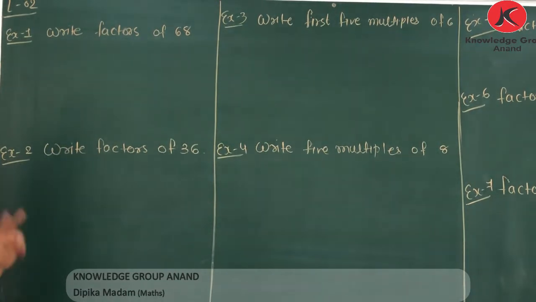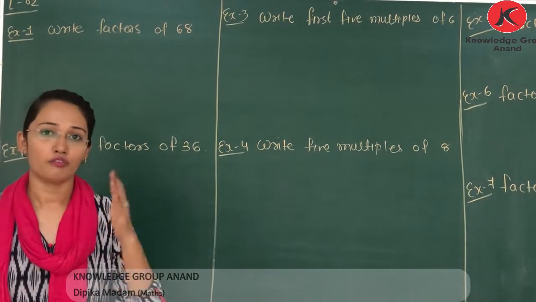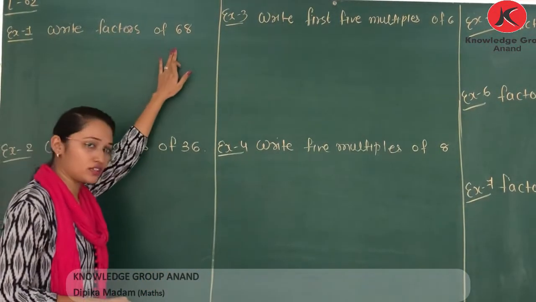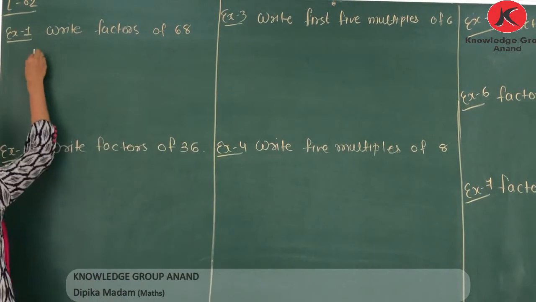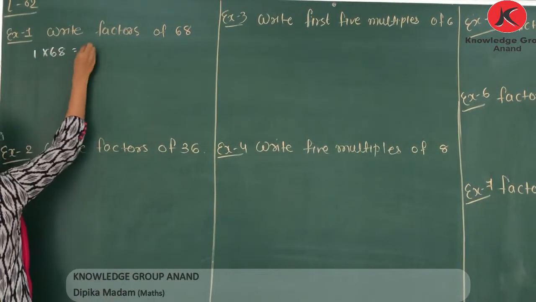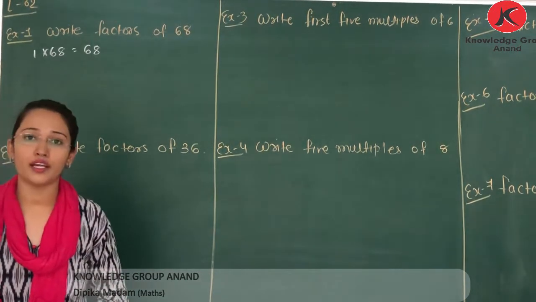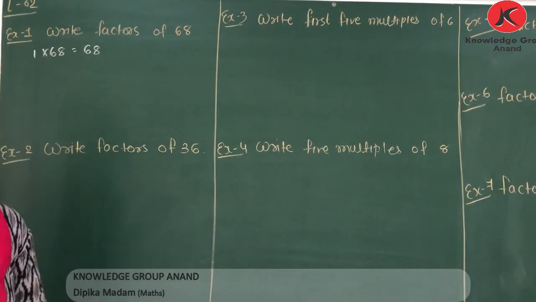So first of all, there are two factors. One is 1, and the other is the number itself, that is 68. So first of all, we can write 1 into 68 is 68. Now 2 is a factor of 68. For that you need to divide 68 by 2.